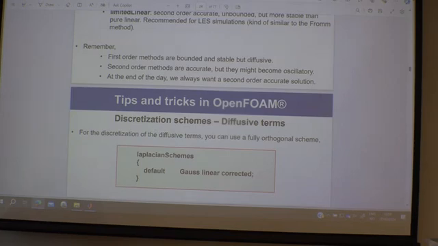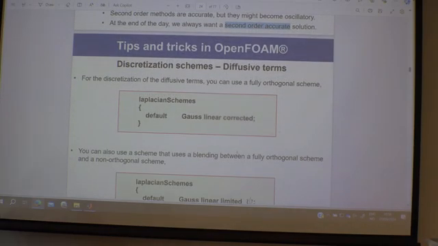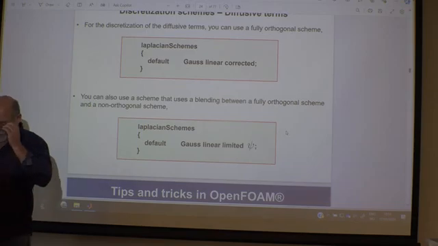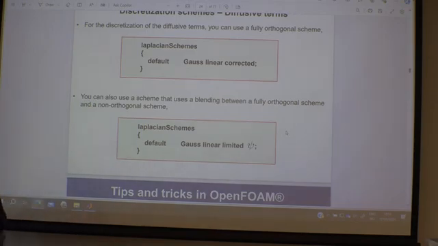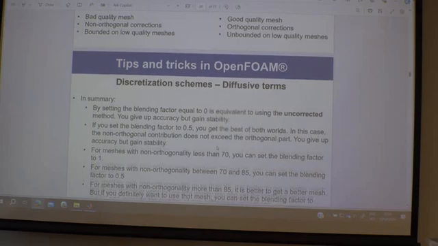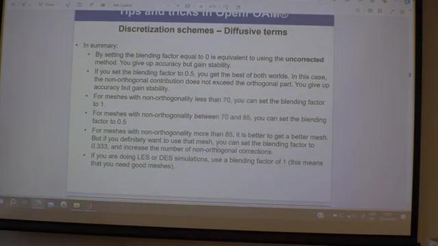So at the end of the day, we always want a second order accurate solution. You also have some diffusive terms, the Laplacian, the second derivative. These are not so crucial. I would say it's the nonlinear term that is essential here when it comes to instability in a simulation. But you may have a look at it. So you can play around here with numbers between 0 and 1 for the different schemes as well.